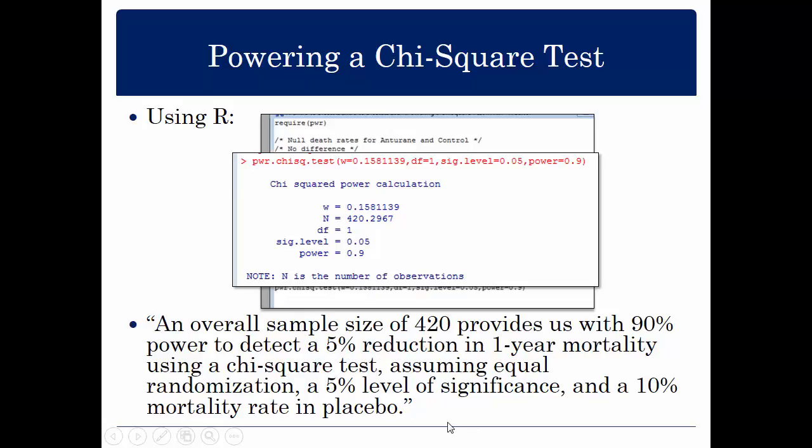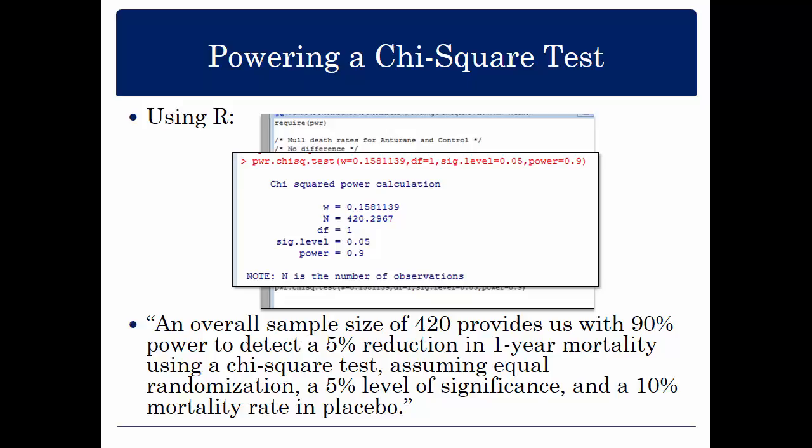So if I were the statistician on this project, I would have to justify my sample size calculation, my estimate, after I've specified my analysis plan. So the overall sample size of 420, and technically it should be 421, you should round up, would provide us with 90% power to detect a 5% reduction in one-year mortality using the chi-square test, assuming I'm equally randomizing subjects to groups. In other words, I'm going to have equal sample sizes, a 5% level of significance, and a 10% mortality rate, expected mortality rate in placebo.